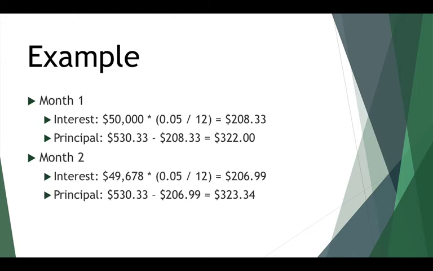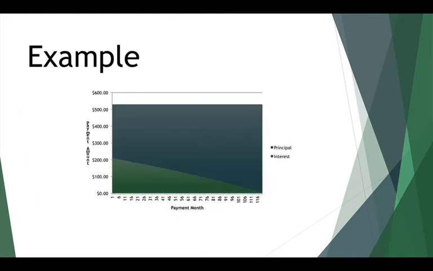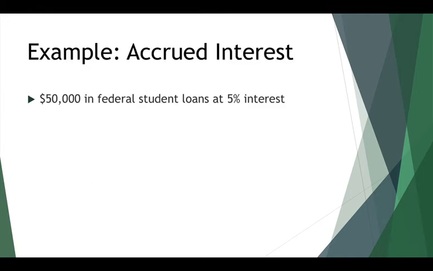And in month two, you run the same calculation using the same monthly payment of $530.33, but you're calculating interest based on a slightly smaller loan balance because you've already paid off $322 of it. So as you can see, over time, if you keep making your monthly payments of $530.33, an increasing portion of your payment each month goes towards principal because your loans are not as large as they once were and are accruing less interest each month. So let's take a look at an example of accrued interest.